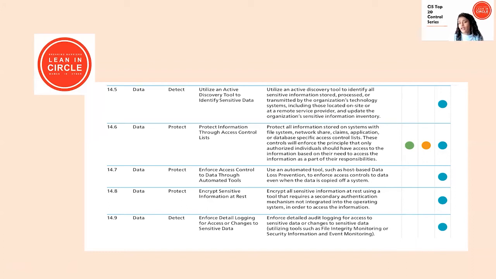So if I break down this particular sentence, it's saying that if this particular user has access to this, then only allow. Okay, so you first authorize the individual and then only provide the access to that particular resource. Now, enforce access control to data through automated tool. Use automated tools such as host-based data loss prevention to enforce access control to data even when data is copied off a system. All right. So that is 4.7.